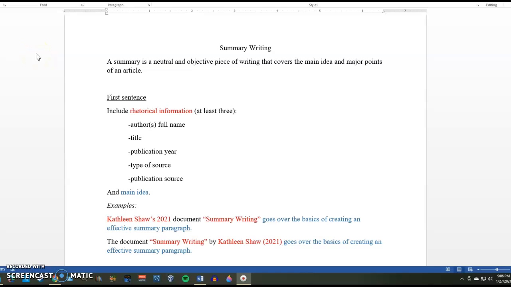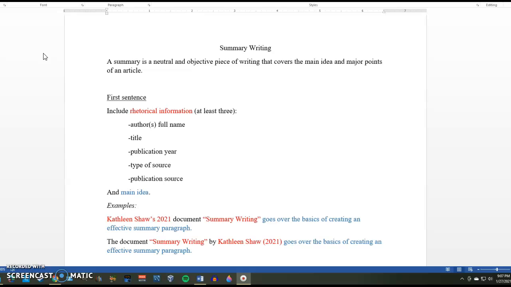Hello, everyone. So the thing I wanted to talk about here is just this sheet that I have that goes over some of the basics of summary writing. Summary writing is the type of writing that you will do that's incredibly important and that you may have done in the past, especially if you were asked to do a summary assignment.